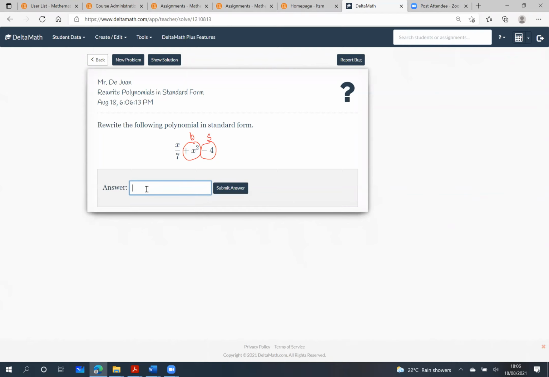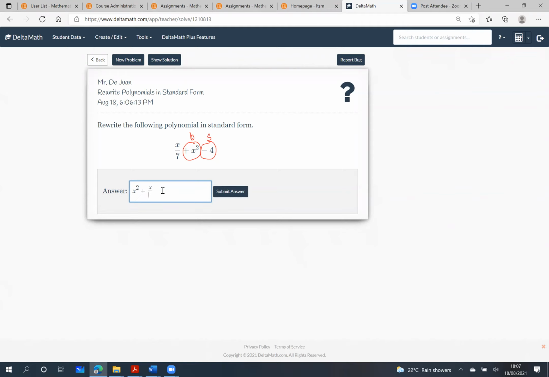To get the exponent, I type in x, shift 6, shift the number 6 at the same time to create an exponent, squared, plus x divided by 7 minus 4. X divided by 7 is the second biggest term. Minus 4 is the smallest term.